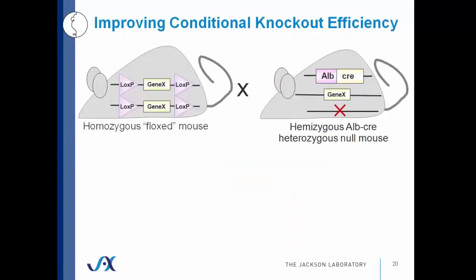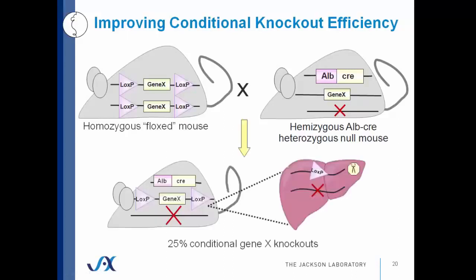So if you can take those mice, which now is here, your albumin Cre and het for the null, then cross that to your homozygous floxed mouse, you'll actually then generate 25% of the mice that are het for the floxed allele, one floxed allele copy, one knockout allele copy with the albumin Cre. I'm not going to go through the Punnett square, but if you want to confirm that, go ahead and draw that out just to confirm whether I'm correct or not.